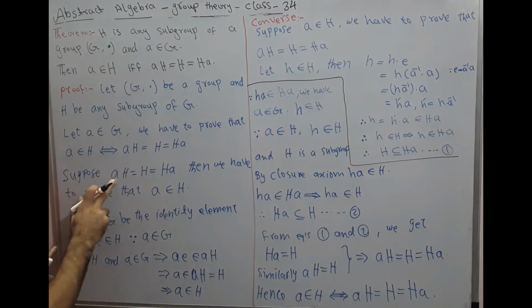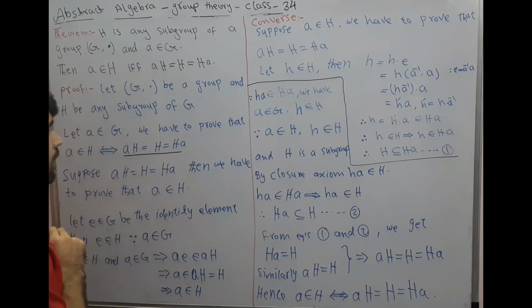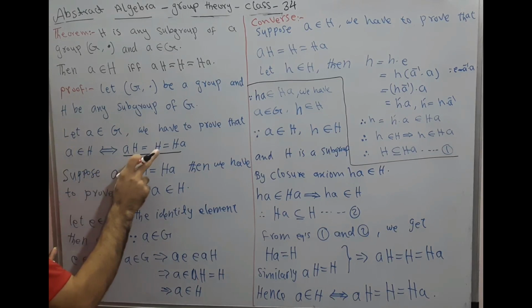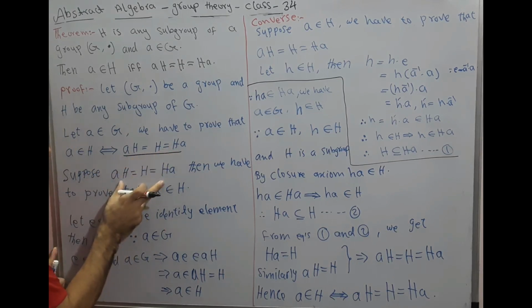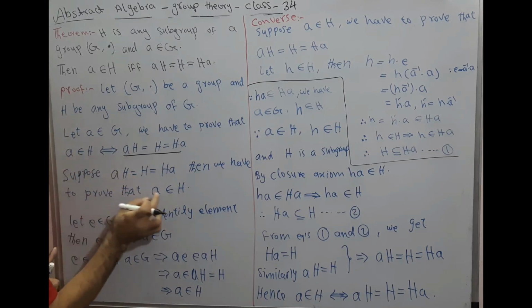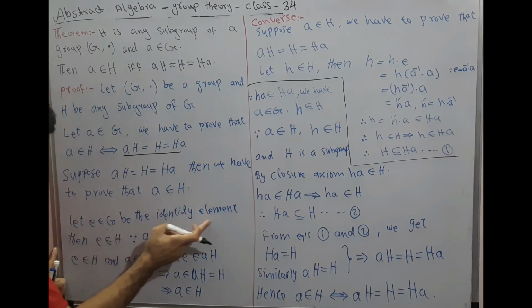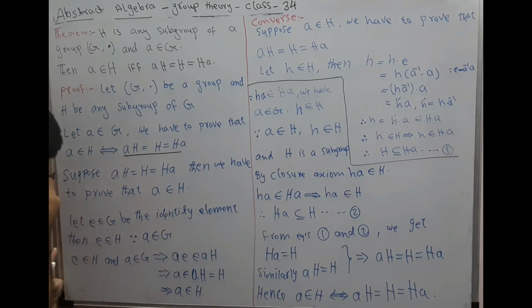Suppose first the right side and prove the left side. Suppose aH = H = Ha, then we have to prove that a belongs to H, the left side. Let e belong to G be the identity element. Then e belongs to H because H is a subgroup of G.